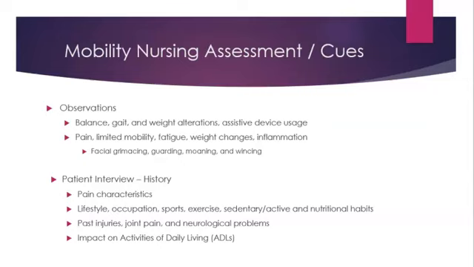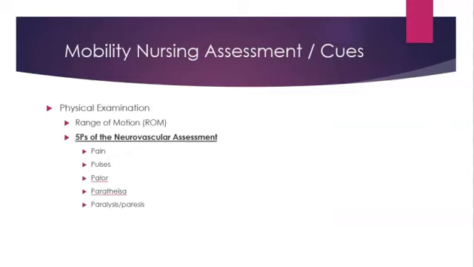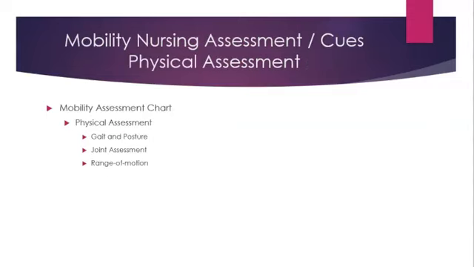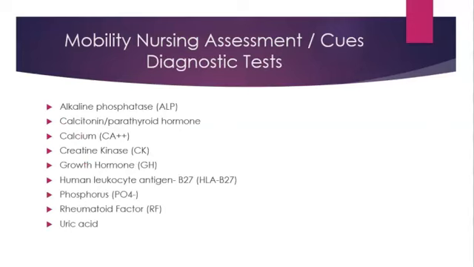That's very important. As we continue on, we do the physical examination with the range of motion and assessing the 5 Ps of the neurovascular assessment. Make sure you know these, understand these, memorize them, and know how to assess for them in your patients. Moving on, mobility assessment chart. Please make sure that you review that in your textbook with the physical assessment for gait and posture, joint assessment, and range of motion. There's mobility diagnostic tests.